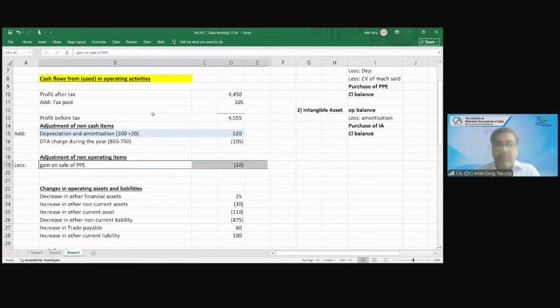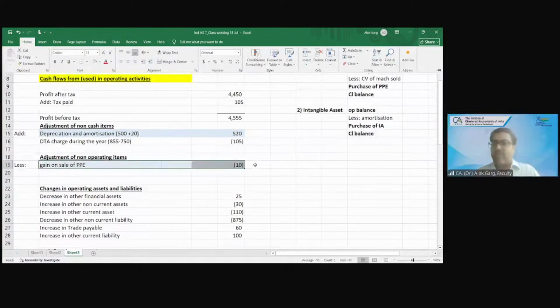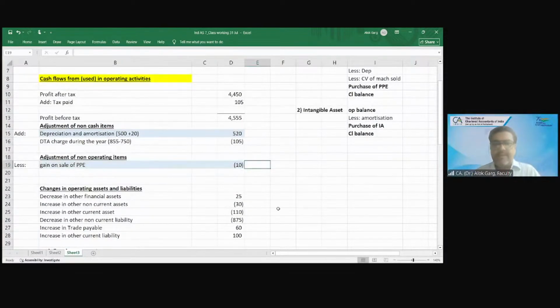Sorry, I forgot to adjust this part also. 60 rupees of asset has been sold for 70 rupees. It means there was a gain on sale also, right? Of PPE. So it will also be reduced. Correct? Right, sir. So now changes in operating assets and liabilities.